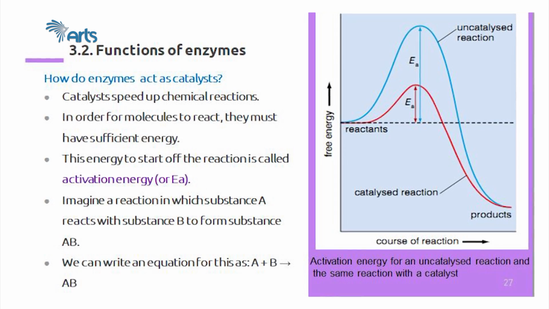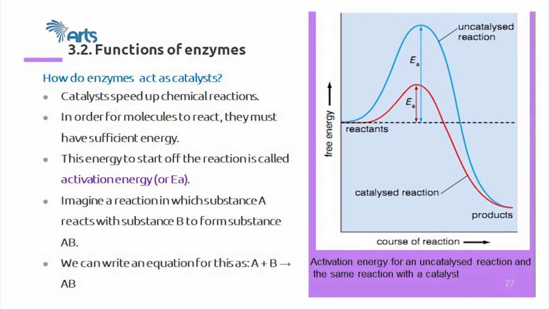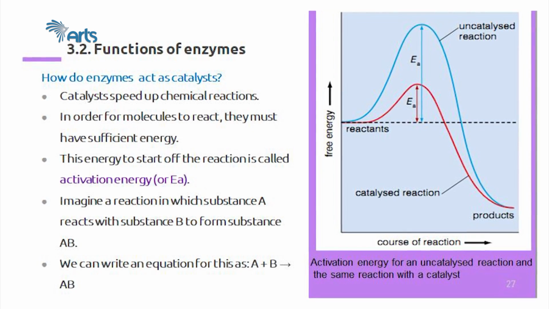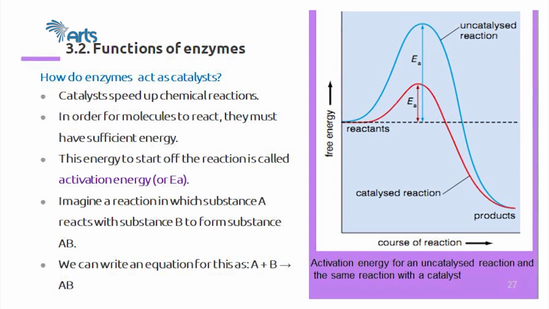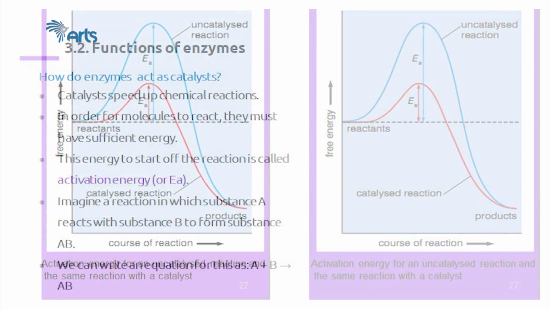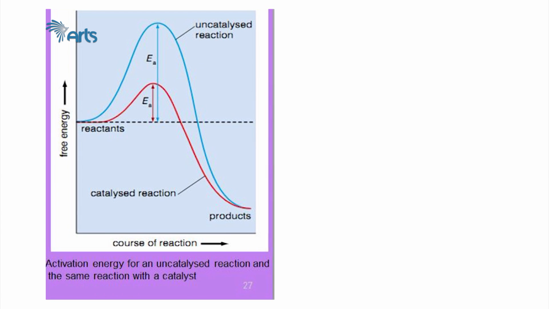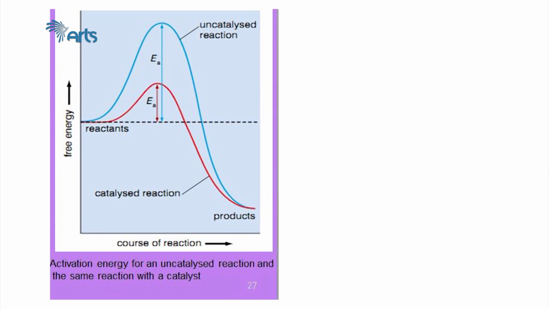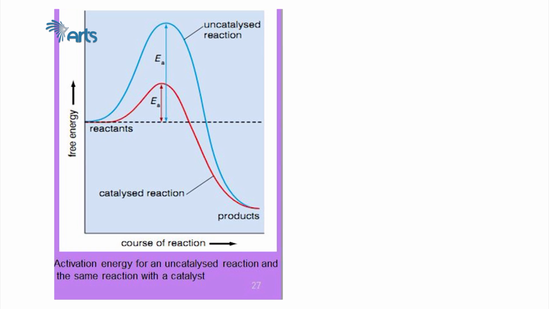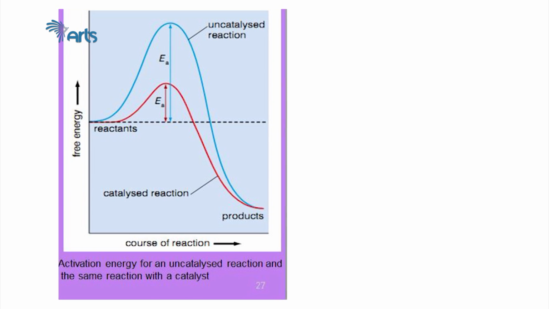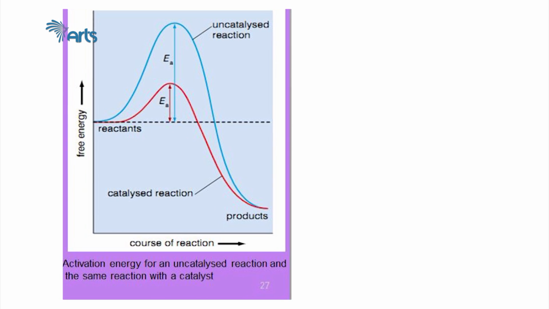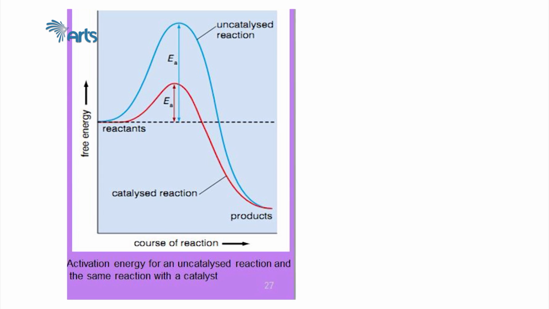Imagine a reaction in which substance A reacts with substance B to form substance AB. We can write this as A plus B equals AB. For a reaction to begin, there must be sufficient energy. This energy is supplied from the activation energy in the process. Here in the graph, you can see the uncatalyzed reaction and the catalyzed reaction.